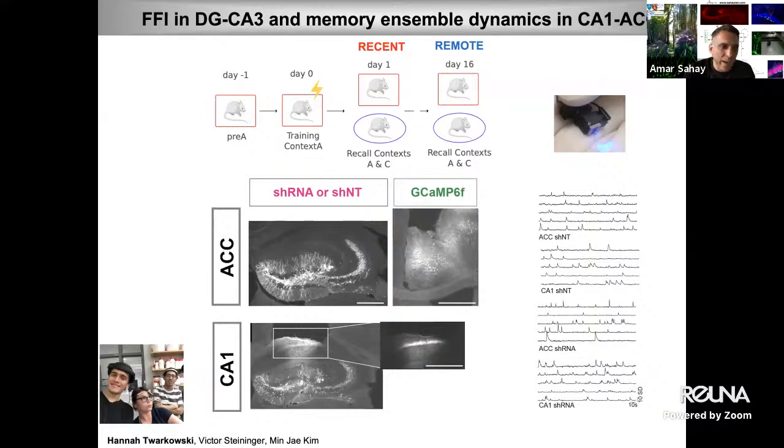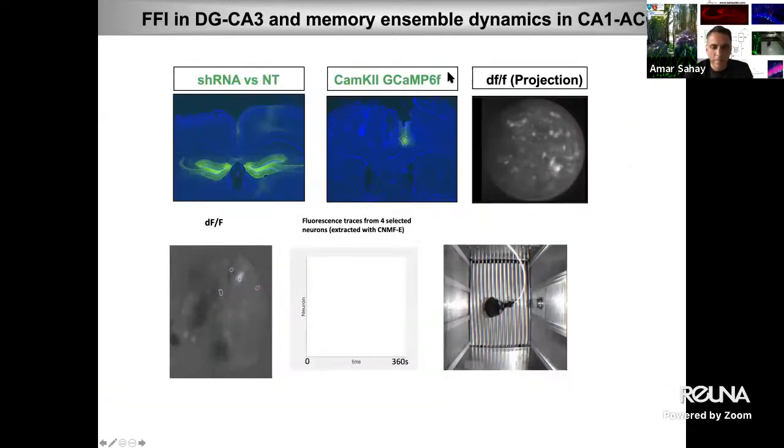And she used the same behavioral paradigm that I've shown you all along, where animals are conditioned to a context, context A, they then are returned to context A or a neutral context C at the recent time point, and then again as the memory is consolidated at this remote time point. So this is just an example at the level of the anterior cingulate cortex, representative traces from a few neurons as the animal is returned to the training context.